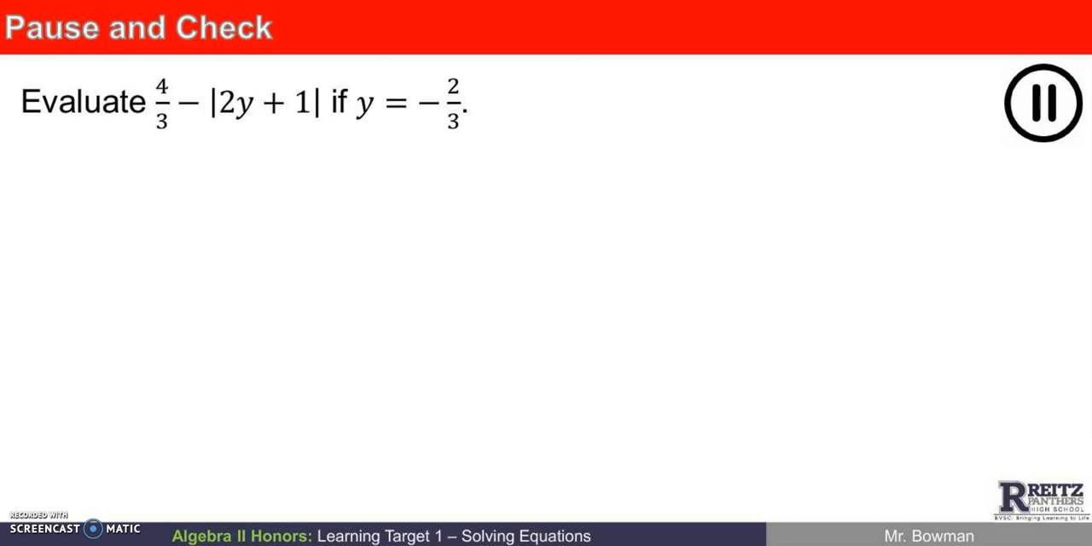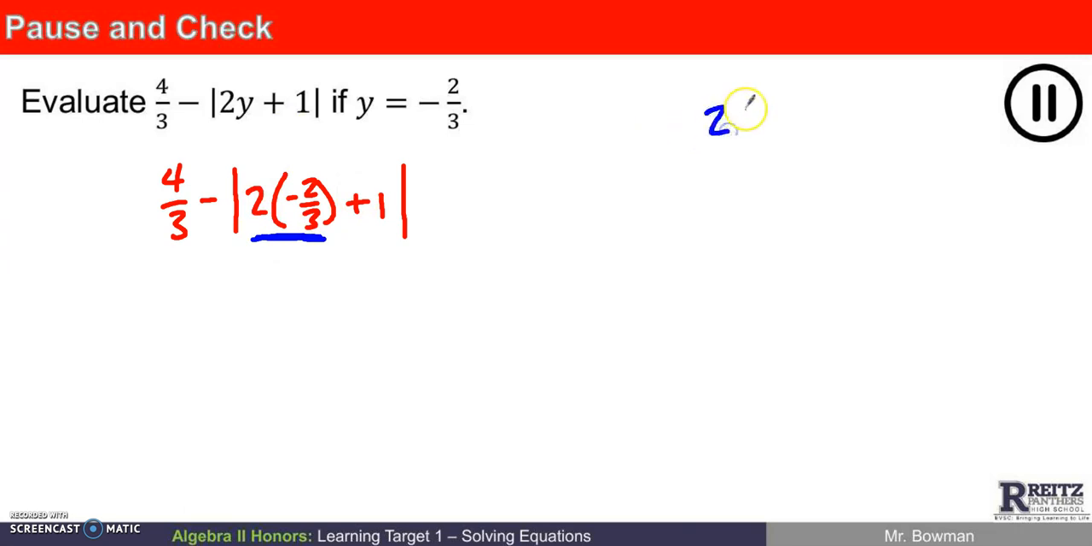Alright, how'd you do? Well, if I replace y with negative 2/3, here's what I get. I get 4/3 minus the absolute value of 2 times, not y, but negative 2/3 plus 1. And in simplifying what's inside the absolute value bars here, I may need to think about how to do this. How do you multiply a whole number by a fraction? If you need to go off to the side and do that, there is no shame at all in doing that. It might be helpful to think about 2 as 2 over 1.